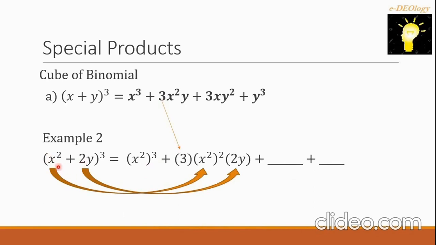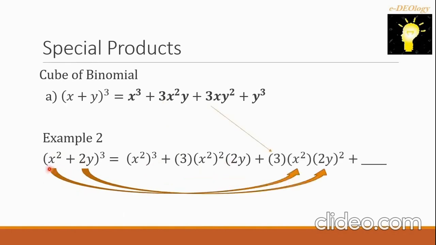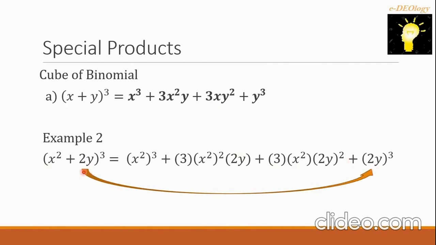Then I'm going to copy the 2 terms, but the first term must be squared. In the third blank, again I'm going to put the constant 3, and then I'm going to copy the 2 terms here, but the second term, the 2y, must be squared. And for the last blank, the 2y must be raised to 3. And then we're going to simplify each term.